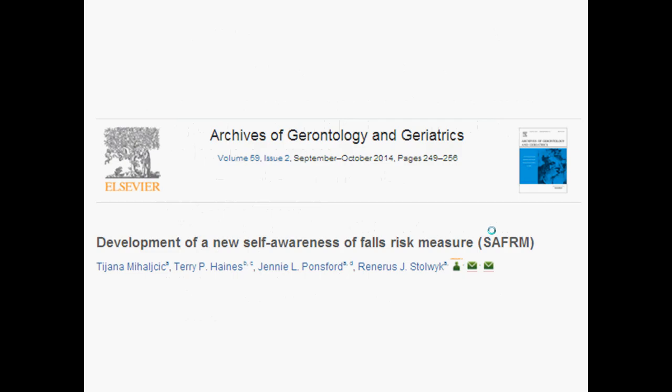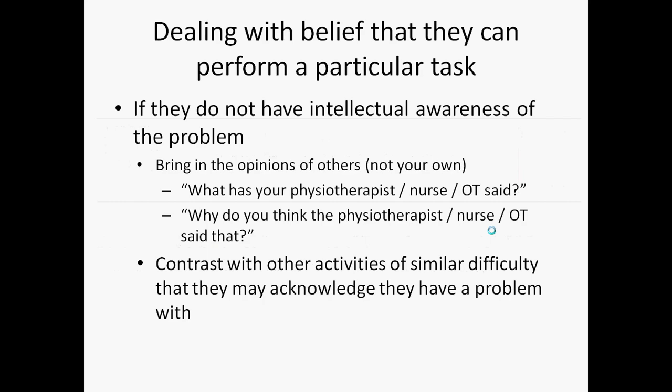A psychology student that I've been working with, along with some other staff, Renee Stolwick and Jenny Ponsford from Monash University, have recently developed a scale of self-awareness of falls risk, and that's been published in the Archives of Gerontology and Geriatrics. And it's an interesting way of looking at how much patients are aware of their own risk of falls with performing a range of different activities.